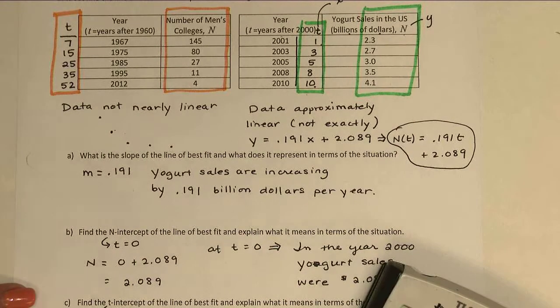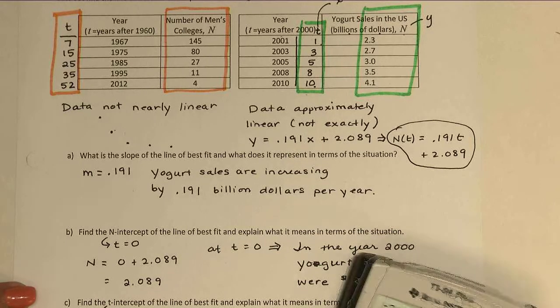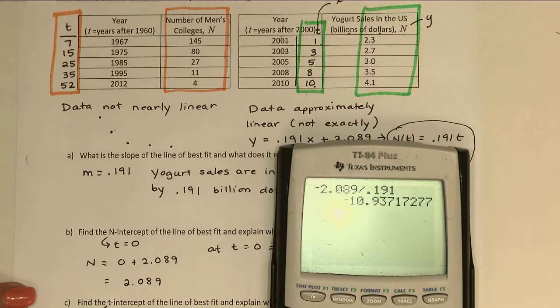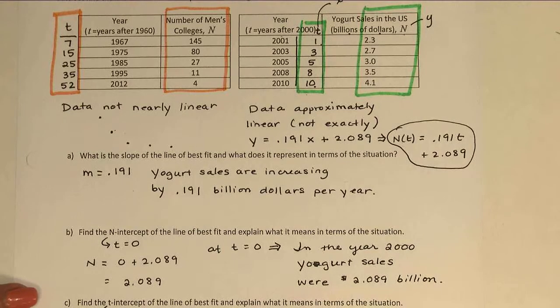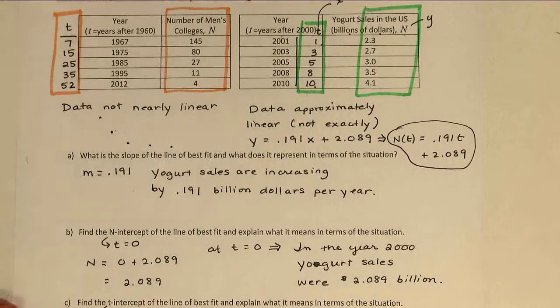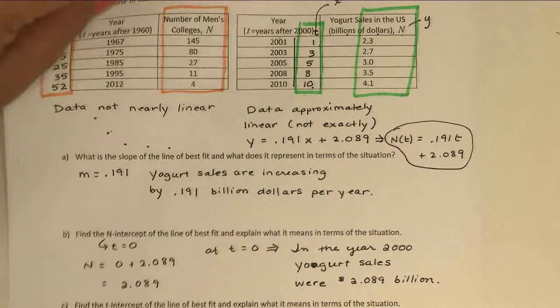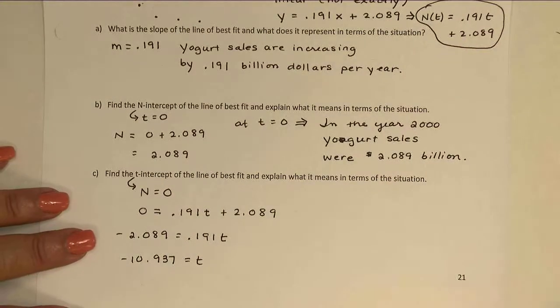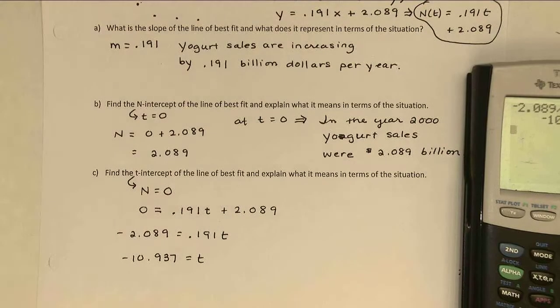So let's see, I got to divide negative 2.089 by 0.191, and I'm getting negative 10.937. And I do apologize. I had that off the screen. Let me go ahead and just run through that one more time real quickly. I was saying it, but you couldn't see it.